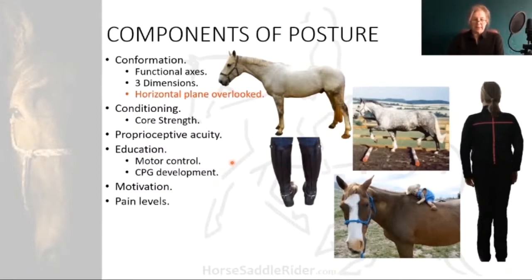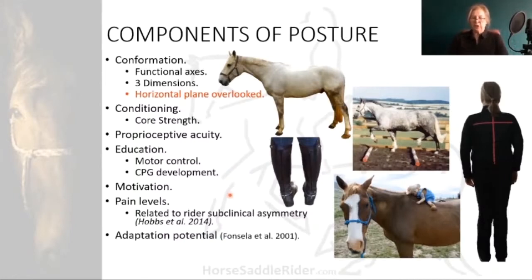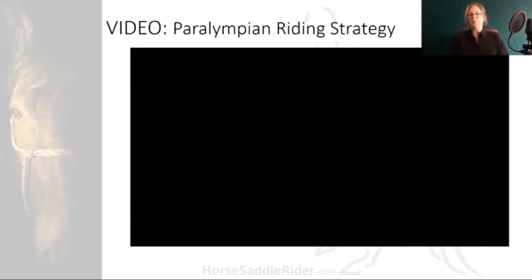Pain levels will dictate posture. This can be related to rider subclinical asymmetry. And adaptation potential, that's a very important component of posture. What this study concluded was that instead of considering compromised gait as a negative, it invited us to consider that the fact that the body can adapt when it's compromised is a great feat of biophysics in itself. And we can look at that in this next video.